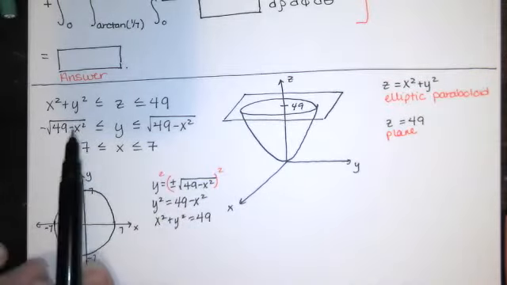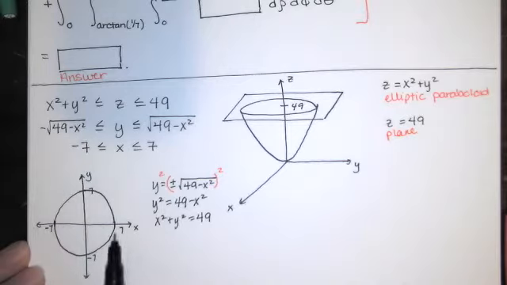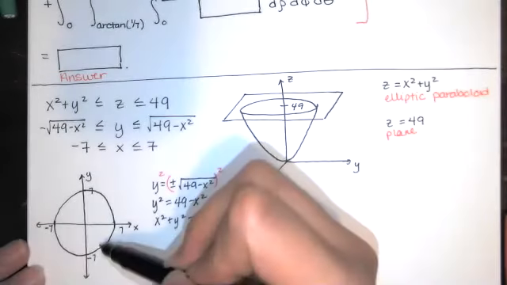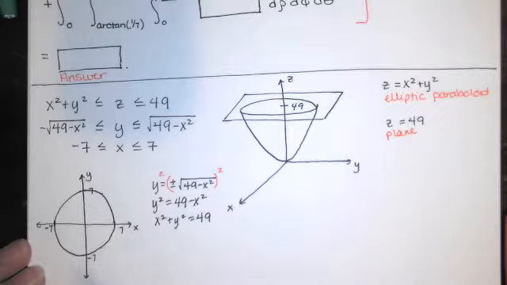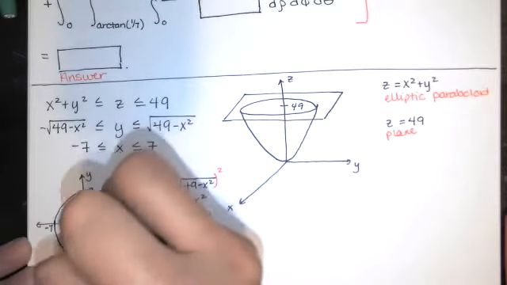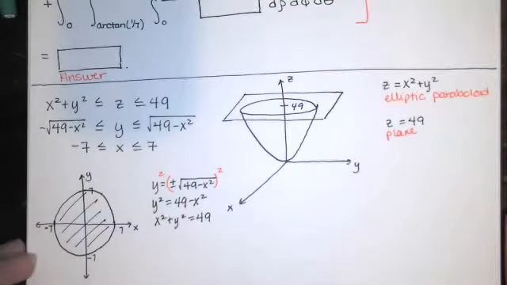And y goes from this negative square root, that's the bottom half of the circle, to the positive square root, that's the top half of the circle. So y goes from here to here, while x goes from negative 7 to 7. So that gives us the whole circle. I think we can see why this would be easily described in cylindrical coordinates, because that region, that projection onto the xy plane, is easy to describe in polar coordinates.